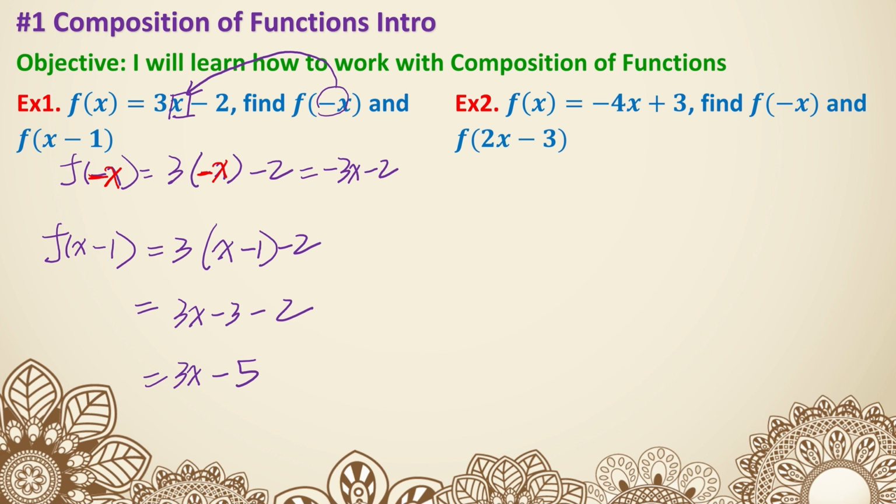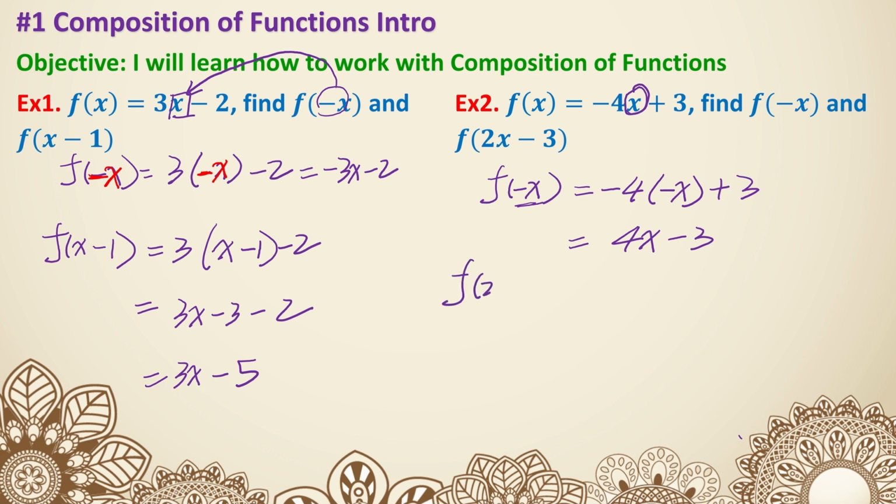Example 2, same thing. When it's f of negative x, we're going to replace wherever we see x with whatever we are now having inside parentheses. So it's negative 4 times negative x and plus 3. That's going to be a 4x plus 3.